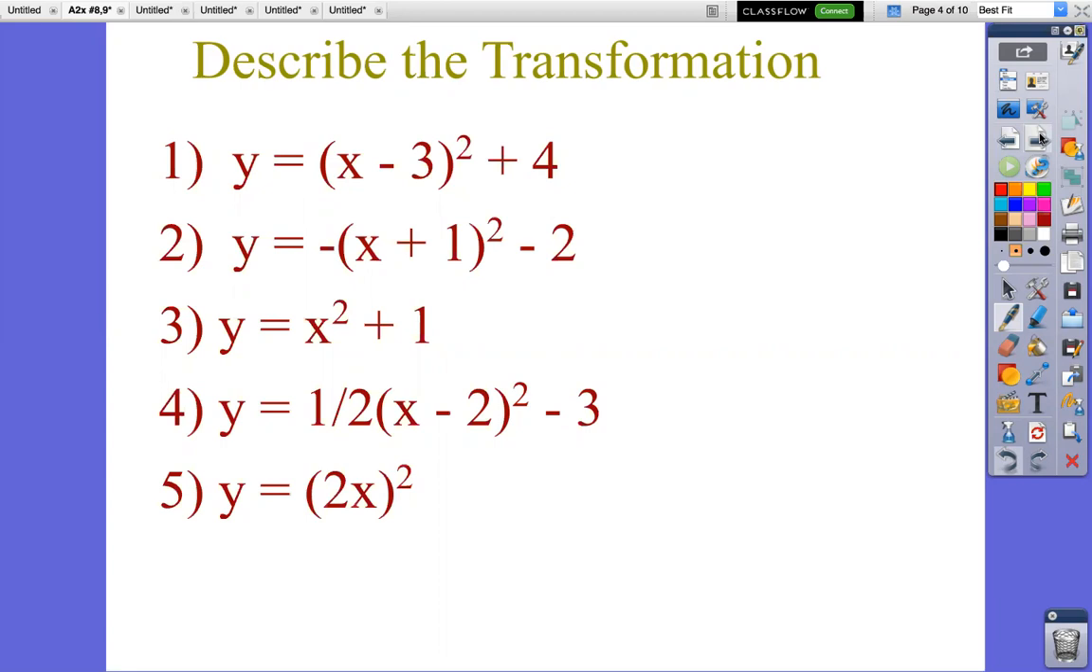So I want you guys to take a minute and see if you can do 1 and 2 first. Actually, try 1, 2, 3, and 4 first. You're just describing the transformation, doing nothing else. Wait for number 5. Wait for the end to do number 5. So I'm going to give you guys about a minute and a half to describe the transformation for 1 through 4.